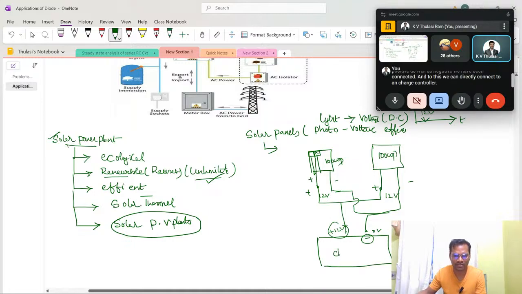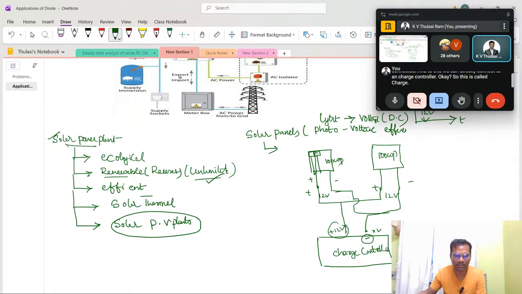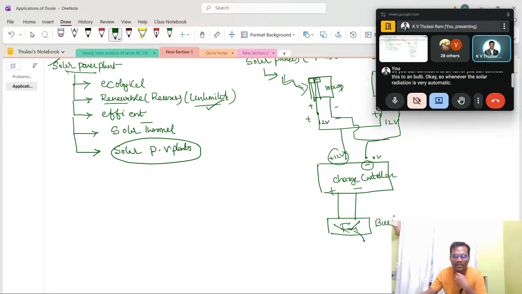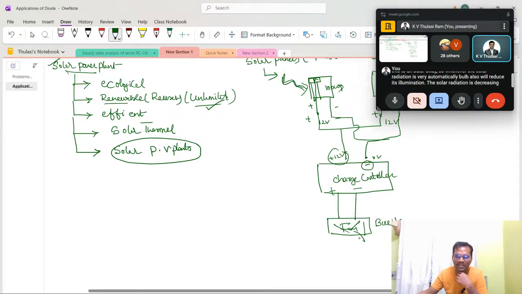Okay. So this is called a charge controller, which regulates the output. So sometimes solar radiation will be less. I mean, we may have some shadow, and automatically the voltage also will decrease. And here we are going to connect this charge controller to a fan. Okay, so you can connect it to a fan, or you can connect this to a bulb. Whenever the solar radiation is varying, automatically the bulb also will reduce its illumination. If the solar radiation is decreasing, the fan also will decrease its speed.